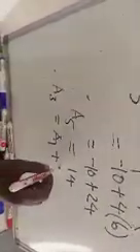Again, if we are told to find A3, this will be equal to A1 plus 2D. But A1 is negative 10 plus 2 times D, which is 6. This will be equal to negative 10 plus 12. So I will get positive 2. This is A3.